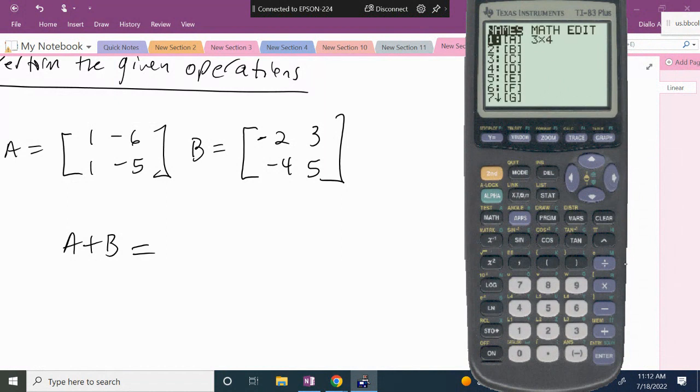So I'm going to go to edit. I'm going to edit matrix A. It is a 2 by 2. I'm going to put in the values 1, -6, 1, and -5.